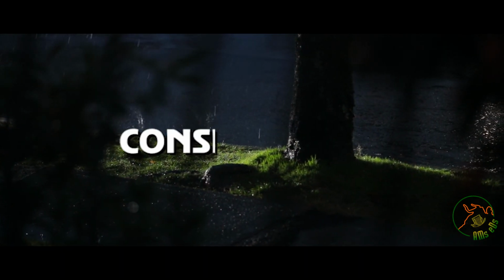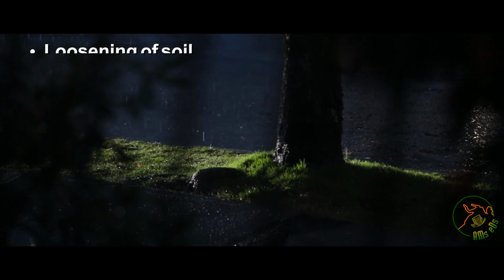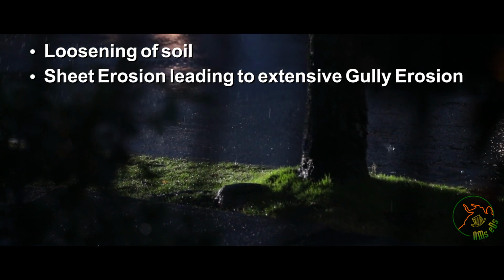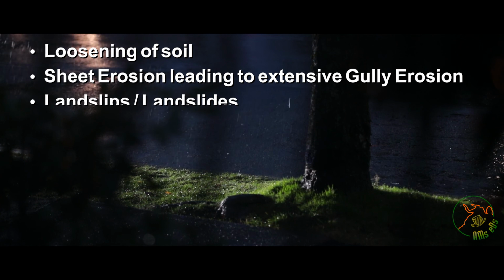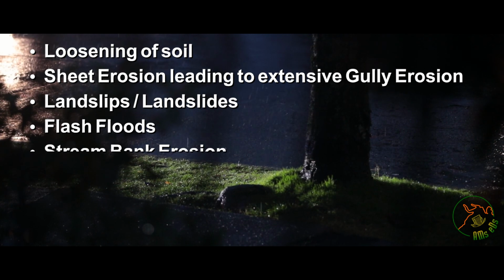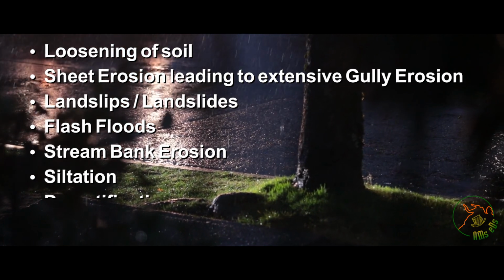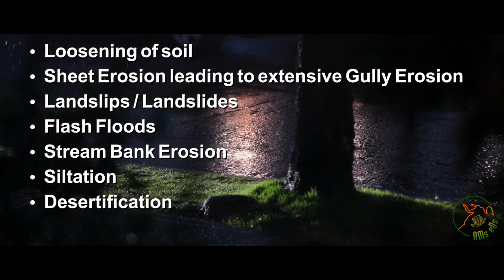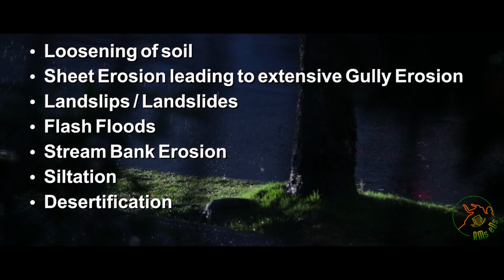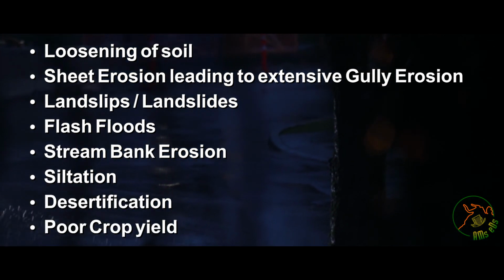Next, the consequences. They are loosening of soil, sheet erosion leading to extensive gully erosion, landslips or landslides, flash floods, stream bank erosion, siltation, desertification, which can mean both unproductivity of land as well as advancement of the desert, and poor crop yield.